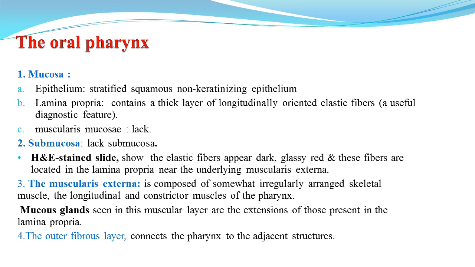The H&E stained slide shows the elastic fibers appear dark, glassy red. These fibers are located in the lamina propria near the underlying muscularis externa, while the muscularis externa is composed of somewhat irregularly arranged skeletal muscle and the longitudinal and constrictor muscles of the pharynx. The mucous glands seen in the muscular layer are extensions of those present in the lamina propria. The outer fibrous layer connects the pharynx to the adjacent structures.